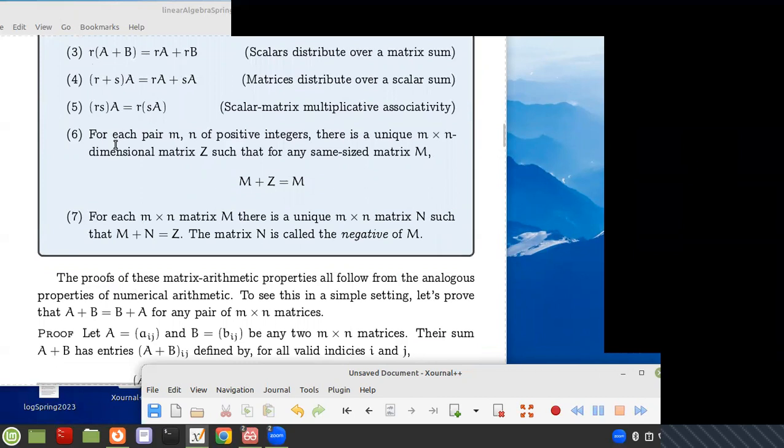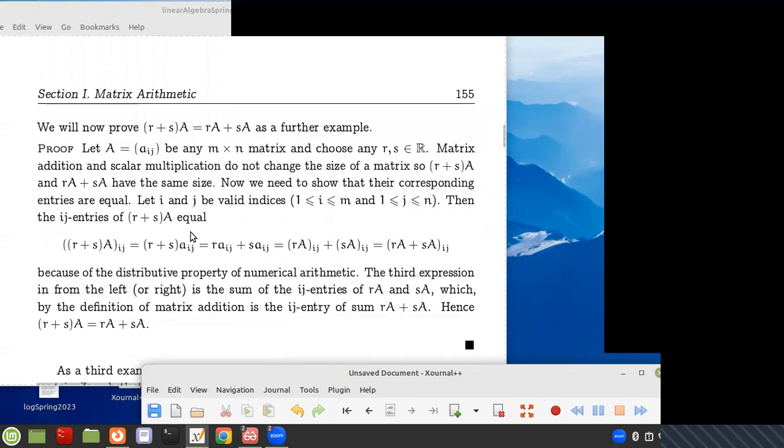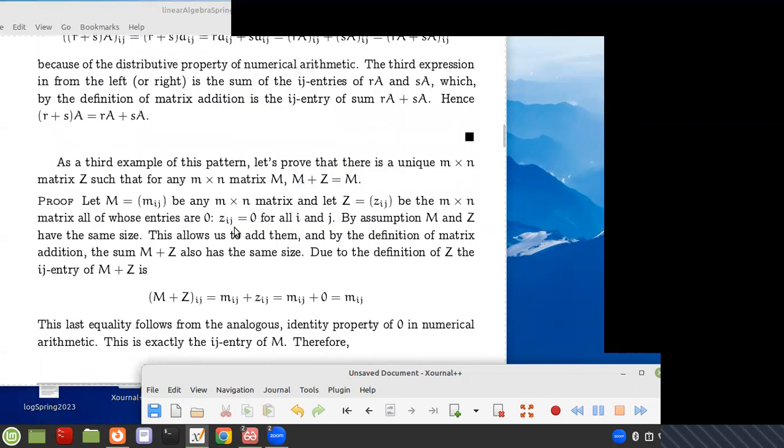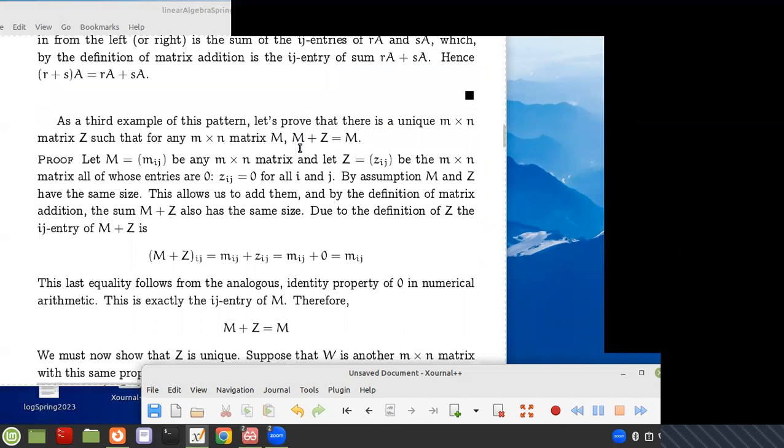Now this one's a little different. Number 6 says for each pair M, N of positive integers, there's a unique M by N dimensional matrix Z, such that for any same size matrix M, M plus Z equals M. It's the matrix that acts like 0. That's why it's called Z. Now, it also says it's unique. Well, I give you another one of these proofs, but there's a third example. I go through and show you how you would prove that M plus Z equals M.